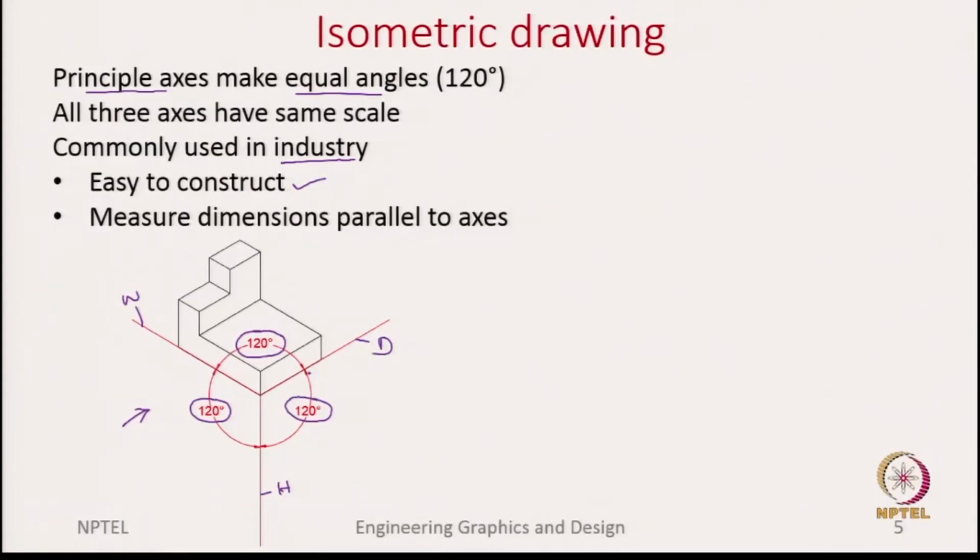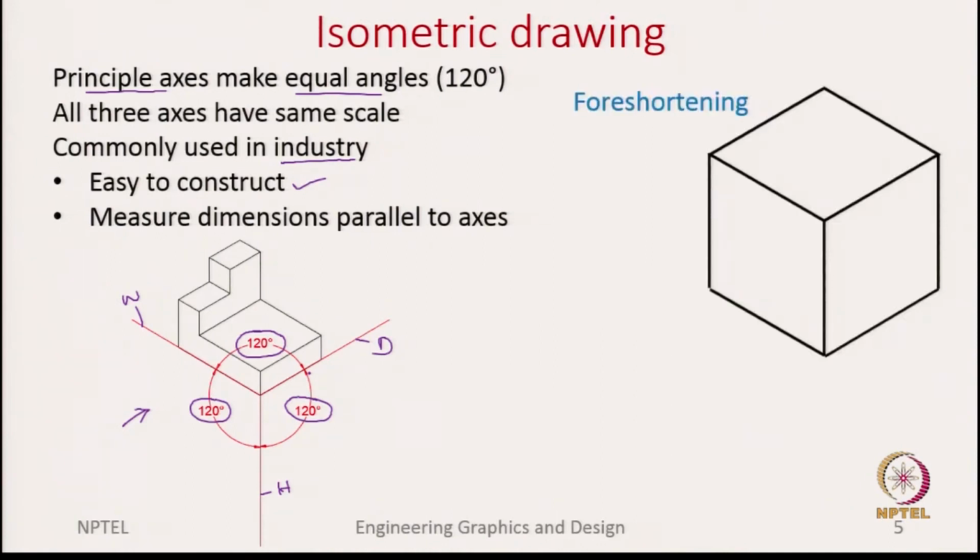I need to mention here that in isometric drawings we have a problem called foreshortening. Let me explain what this foreshortening means.